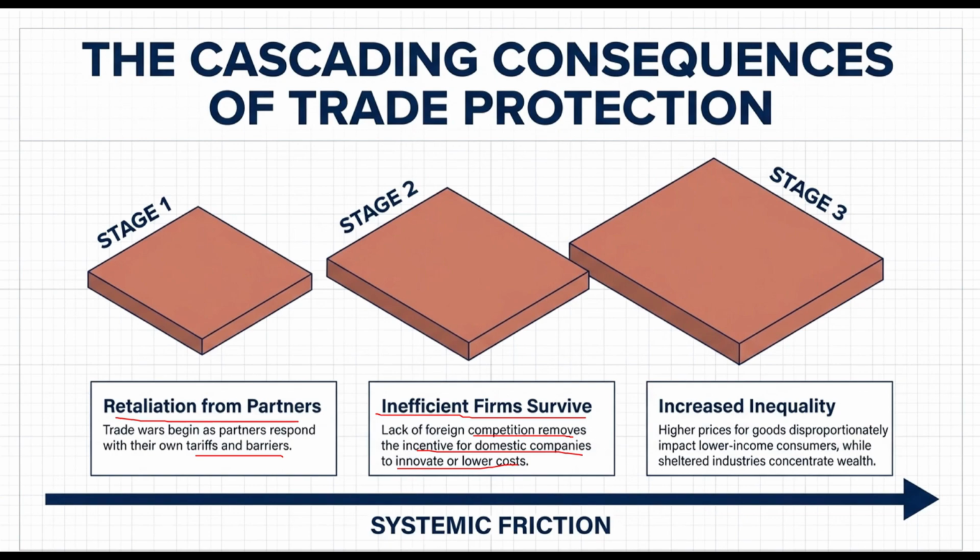So when there is no competition from foreign products, the government doesn't have to support the domestic firms as they do, right? So they will be withdrawing their subsidies and all, which will have some sort of impact on the domestic industries. They will have to survive on their own. And then, increased inequality: higher prices of goods disproportionately impact lower income consumers, while sheltered industries concentrate wealth.